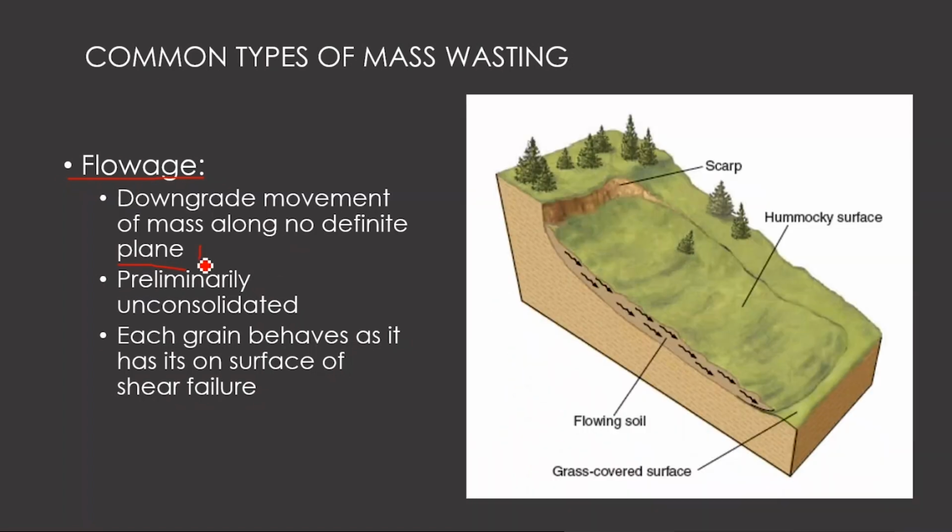For example, if you see here, the entire mass of soil flows down. Where is the breaking? Where are the failure planes? This is the failure, through which it flows. The material at this phase may not be intact. You can even see there is a tree, and that tree is not moving. So it moves as a complete body along the failure planes. Each grain behaves as if it has its own surface of shear failure. So we call it a flowage.